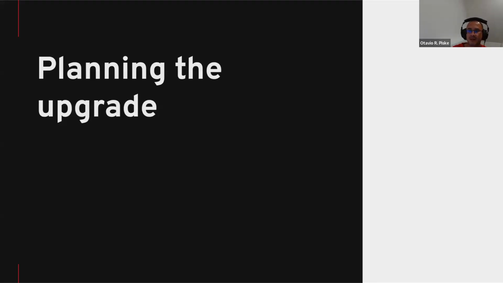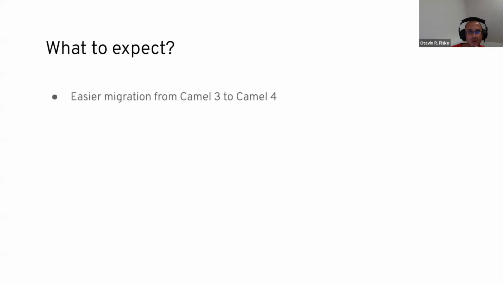I hope that by this time I sold you the idea of Camel 4, and I hope many of you are already eager to upgrade your applications. So what should you expect in terms of upgrading from Camel 3 to Camel 4? First of all, the upgrade process from Camel 3 to 4 should be much simpler. It should be much easier than it was from Camel 2 to Camel 3. No DSL incompatibilities. Camel has a very good track record of maintaining the DSL compatibility throughout the versions. It should not be different this time.